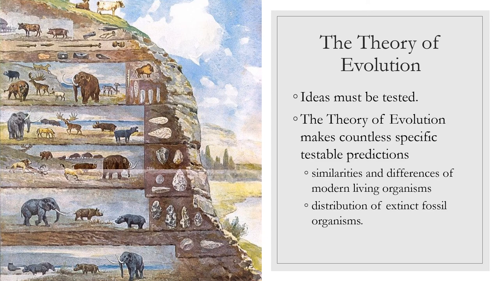But some of the different predictions that have to be tested are looking at similarities and differences of modern living organisms. So if evolution is taking place, you should see that there are similarities between fossils and organisms that are alive today. But there also can be differences, and we explain those differences through the process of evolution. One thing that we can do is look at the distribution of extinct fossils in organisms. So for organisms that have gone extinct, we can understand where they are in the history of the world and try to understand what came after them, what came before them. And you can see these different steps in their evolution. So I'm going to show you an example of that right now.